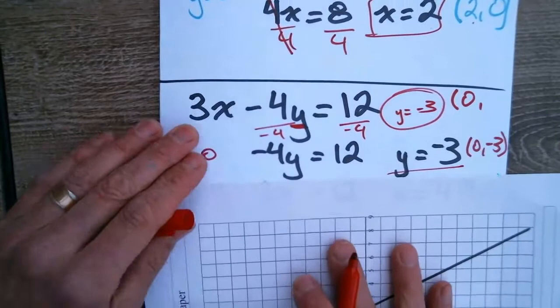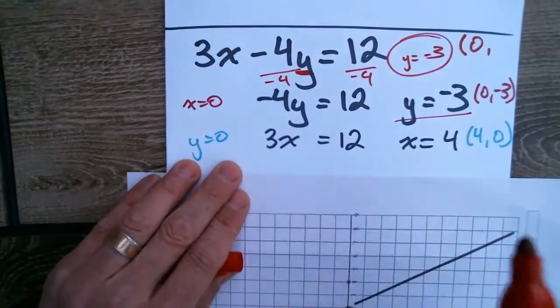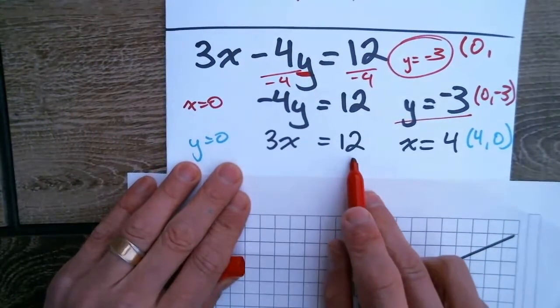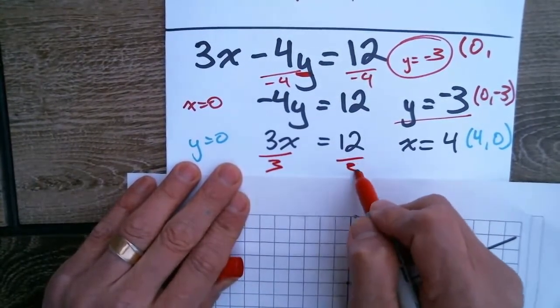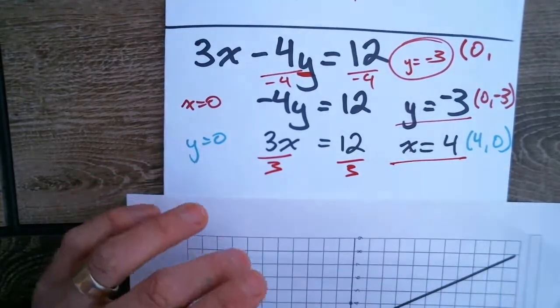That's where it crosses the y. Y equals negative 3. When I do that for the x, I make y 0. It takes that whole term out. I get 3x equals 12. Divide by 3. X is going to equal 4. So I have these 2 points.